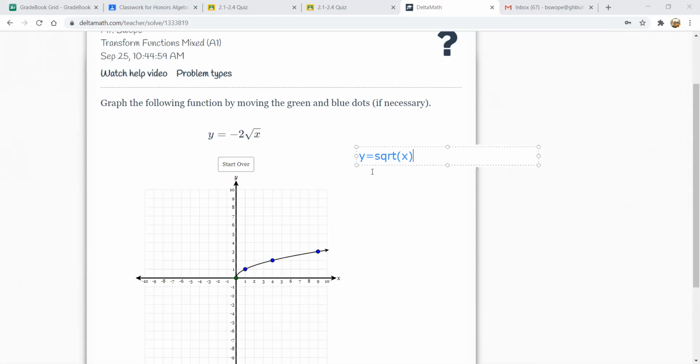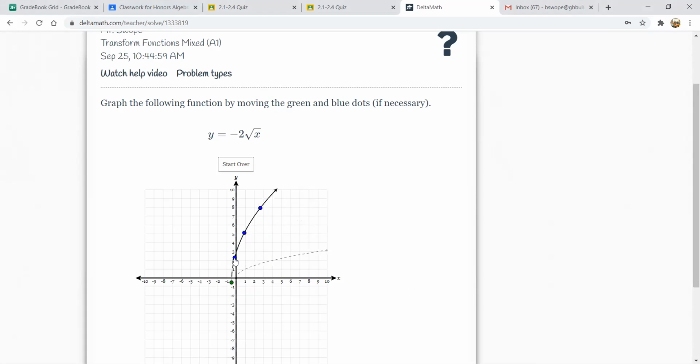Let me just show you. For example, if you have to move it up or down, you have to move the green dot, like if it moves the whole function left or right or up or down.